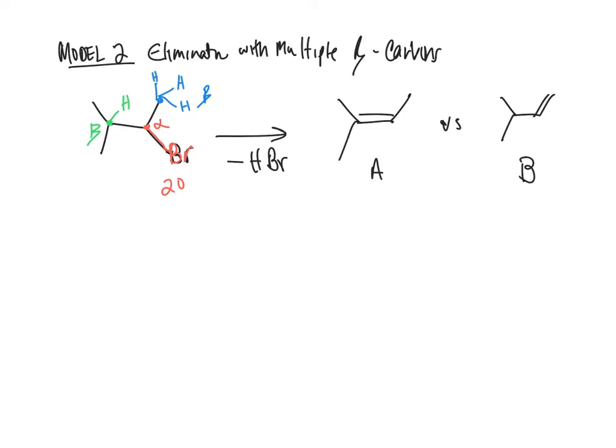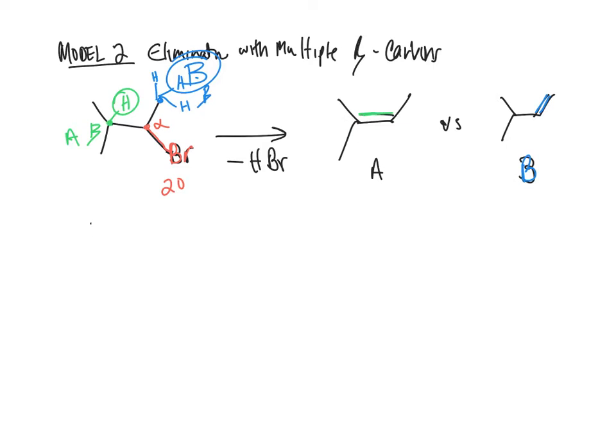So in order to form this, then this compound had to have that hydrogen taken away. To form B, the carbon-carbon double bond had to take one of these beta hydrogens.